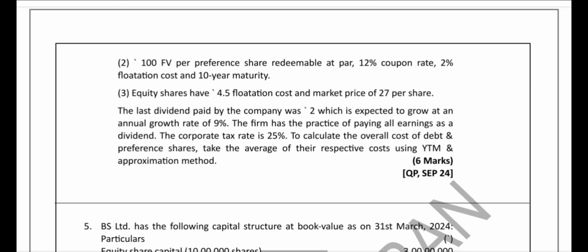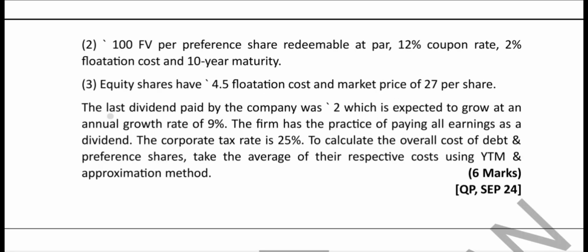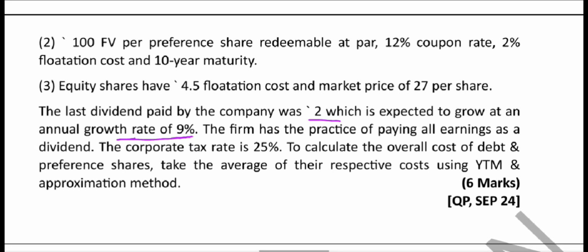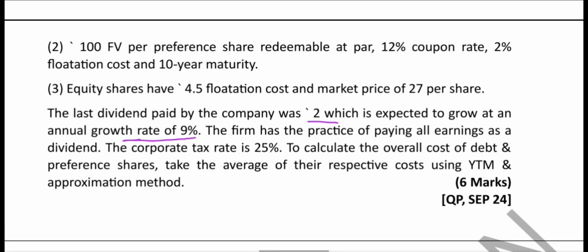And equity share have 4.5 flotation cost. They have given the amount, so you don't have to calculate anything. So market price is 27 per share. The last paid dividend by the company was 2. So D0 is equal to 2, and which is expected to grow at an annual growth rate of 9%. So G is equal to 9%, and firm has a practice of paying all earnings as dividend. The corporate tax rate is 25%.